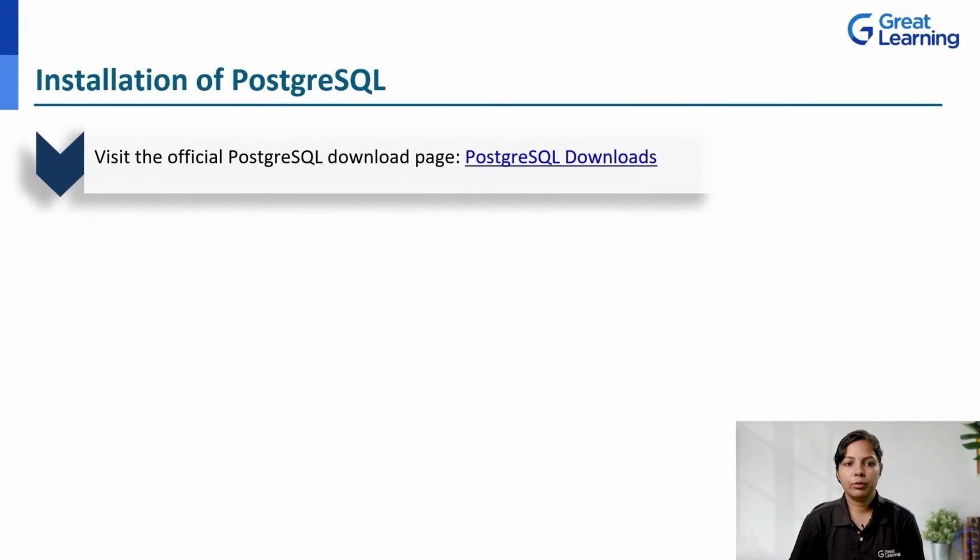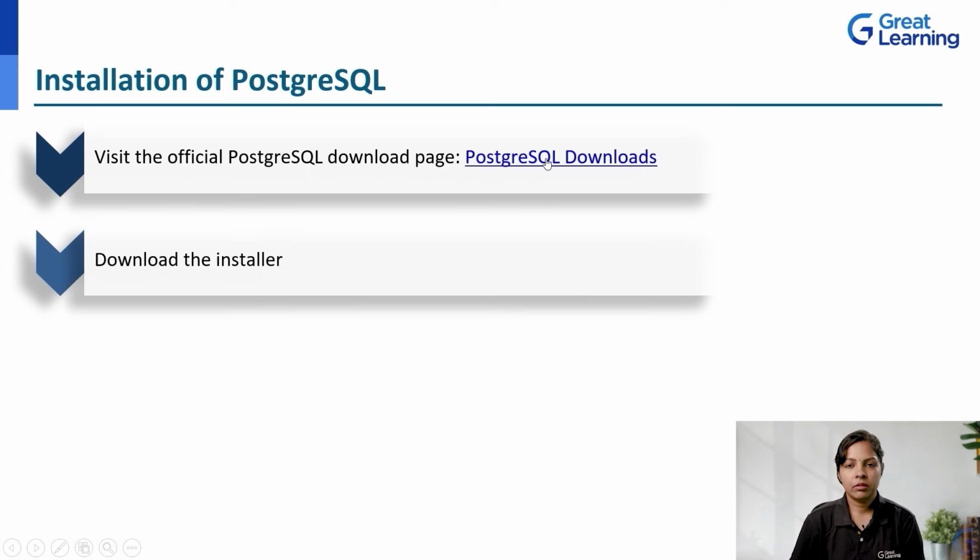Before going to the actual installation steps, let me tell you in a nutshell what I'm going to do. First of all, you have to visit the official PostgreSQL download page. The link is given here. You can directly click and go to that. Once we arrive at the official website of Postgres, you have to download the installer from there. Depending upon which operating system you are working on, Mac, Linux or Windows, you select that and then install. I'll show you how to do that as well, but in a nutshell, let's understand first.